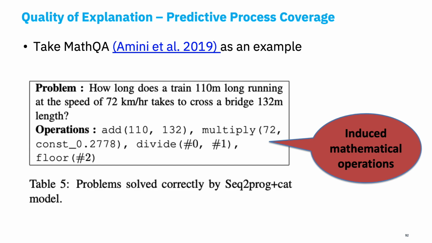Amini et al. designed a model using declarative induction explainability to derive a sequence of mathematical operations or program, such as: take 110 and 132, multiply 72 by a constant 0.2778, then divide the first number by the second number, then use floor operations to get an integer number. At first glance, the generated explanation can be understood very well by the user.